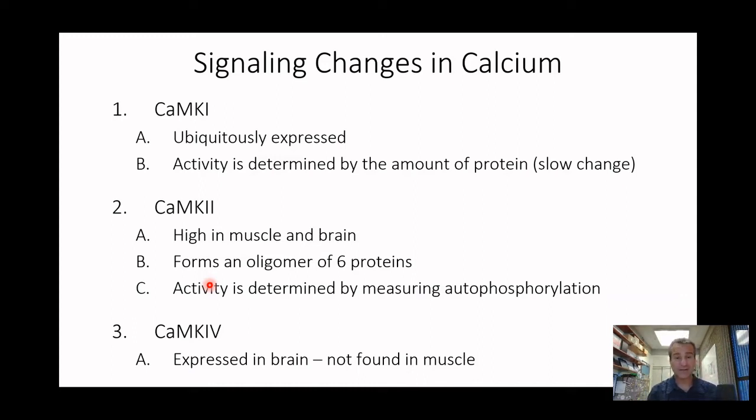And then there's CAM kinase 4. It acts as a monomer, so it acts by itself, but it's only really expressed in the brain. It's not found in muscle. So really what we're looking at with endurance exercise is, do we regulate CAM kinase 2 activity?